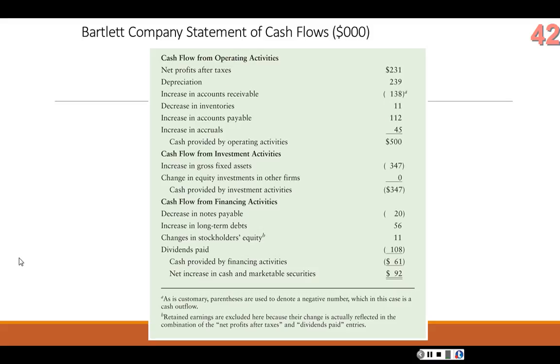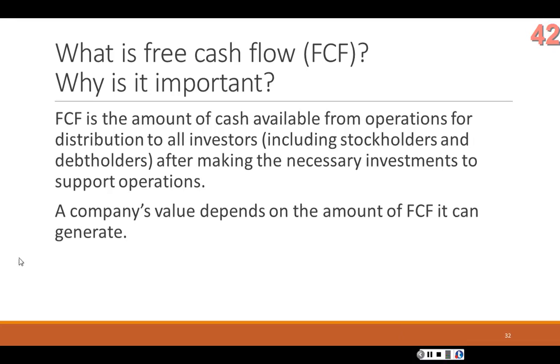So we can use free cash flow to tie all of these statements together. And free cash flow is the amount of cash available from operations for distribution to all investors. This is the cash available after we've made any necessary investments to support operations. Company value depends upon the amount of free cash flow it can generate.